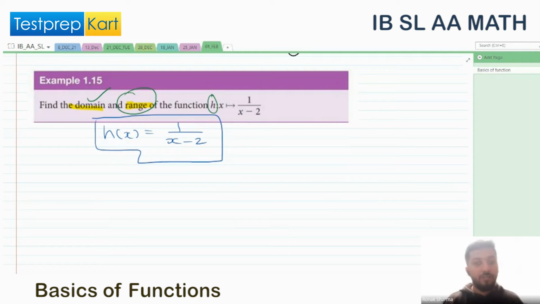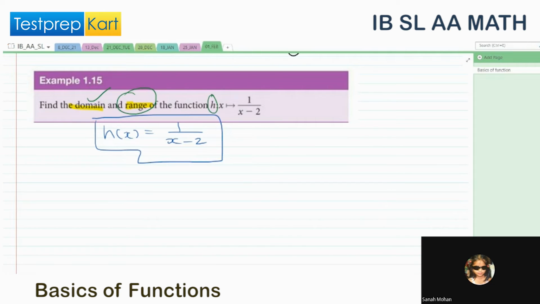Domain is a set of values of x. It is not simply one value of x. Again, I have given you the function. Just look for the condition, okay? See what the demand of the domain is. Domain is simply demanding you to tell the values of x for which the function is defined. So what is the condition that can make some trouble here?